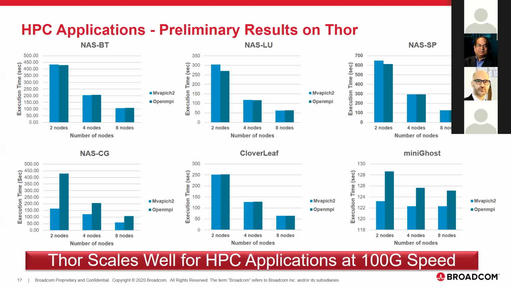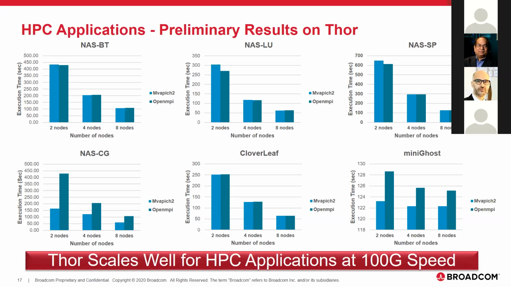MiniGhost is a weak scaling application, and this hardly gives any improvement when we increase the number of nodes, which is evident here. So we are somewhere around 125 seconds with MVAPICH2 and 128 point few seconds with OpenMPI, and this time hardly changes as we increase the number of nodes, and we are almost equal for 4 nodes and 8 nodes, which is somewhere around 122 seconds. So one of them I missed. I guess I missed talking about CG. CG is showing really very good results here.